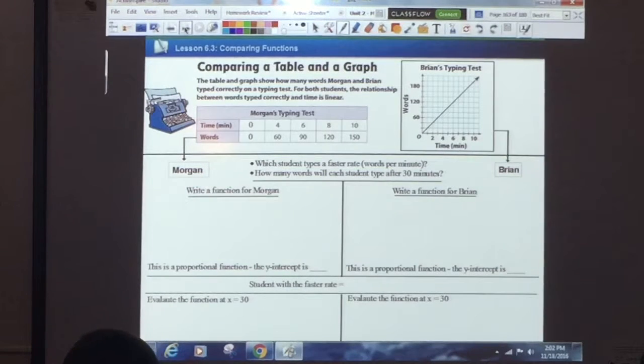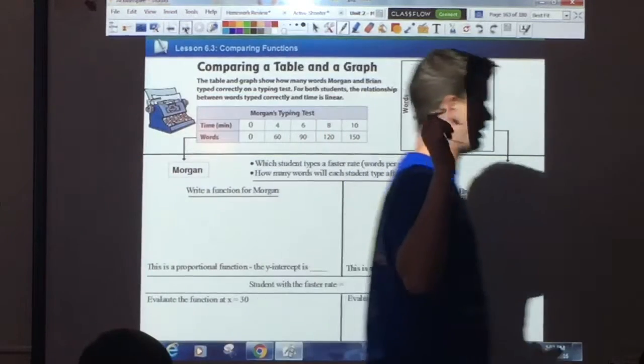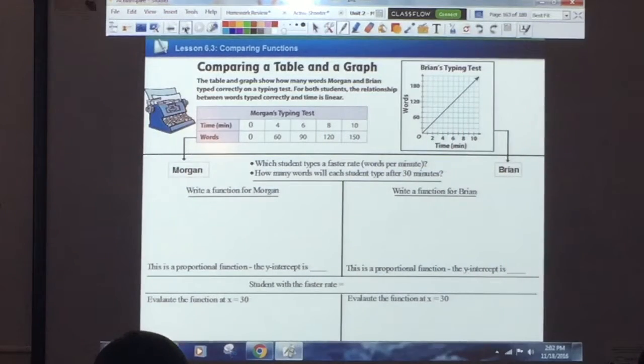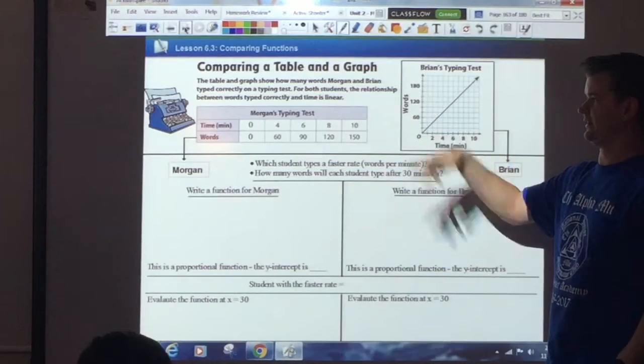As soon as the next one starts, let me go. Write down the question. It's not going to change. Comparing a table and a graph. So in the previous one, they gave us one of the functions. The talking should stop right now over there. Thank you. All right, the previous one, they gave us one of the functions. Here, they don't give us either of the functions. What we're given is a table, a graph, and a scenario.